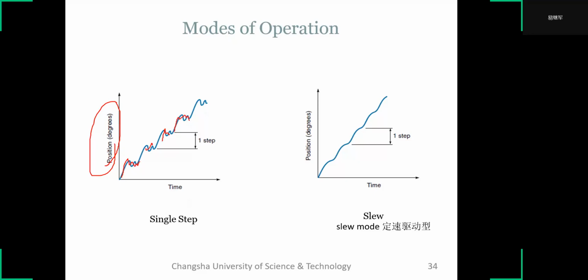Sometimes we use the slow mode to make the curve more smooth. This is slow mode. This is direct drive.